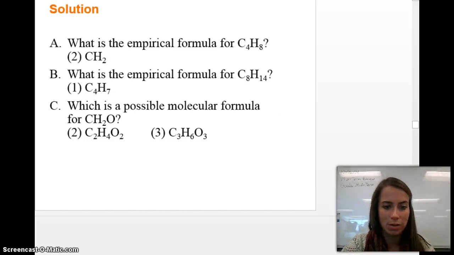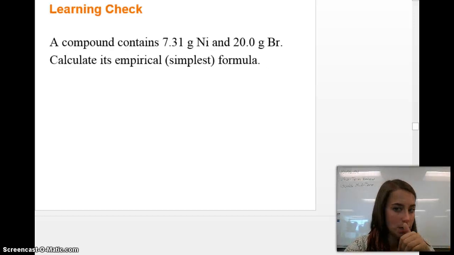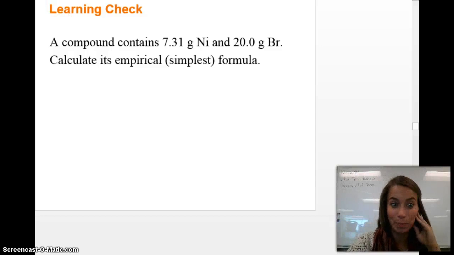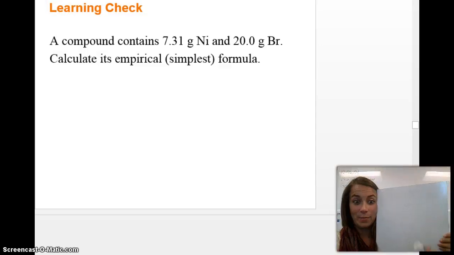So why do we care about empirical formulas right now? Well, we can calculate them based on the mass percent. So here's a learning check. A compound contains 73.1 grams of nickel and 20 grams of bromine. Let's calculate its simplest formula. To the handy dandy whiteboard. Back with my handy dandy whiteboard.